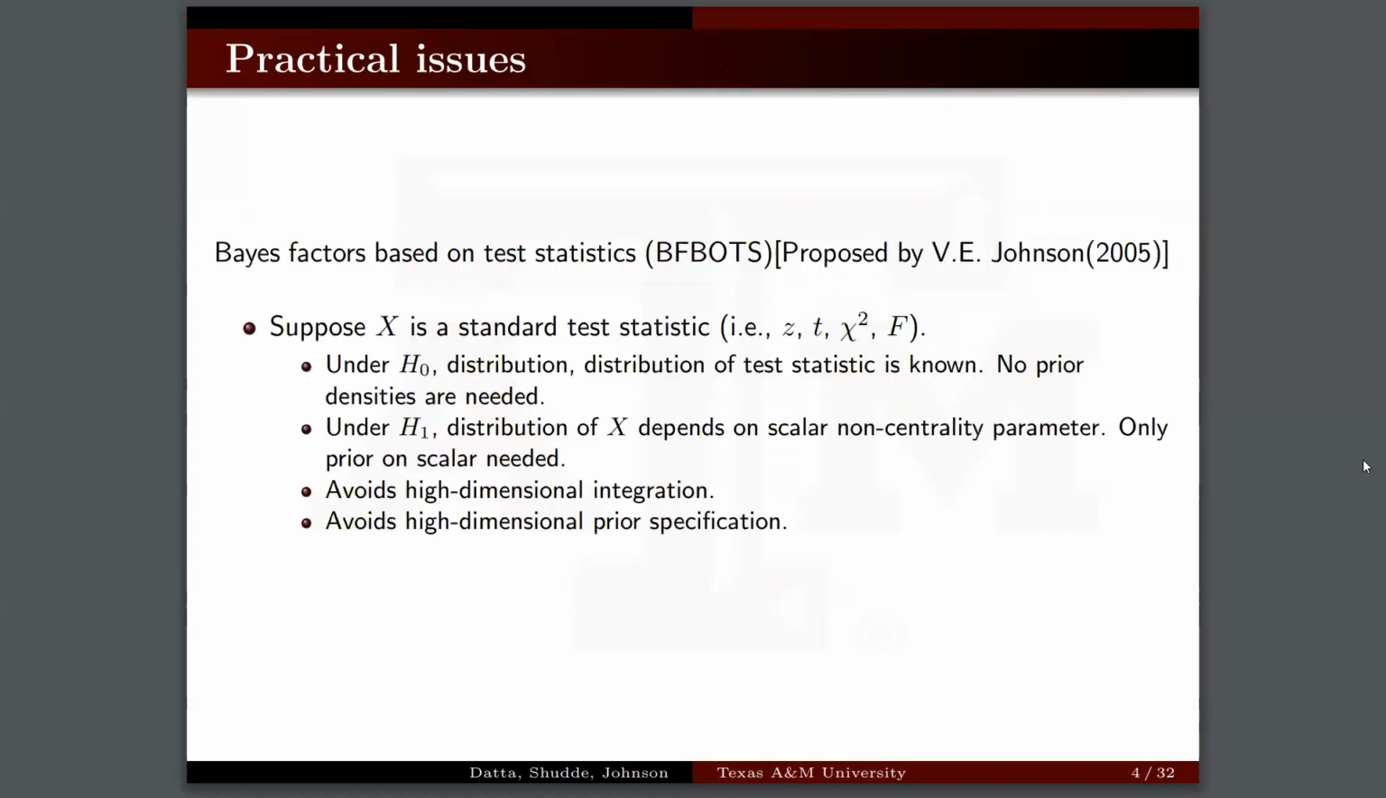So we will just place a prior on the non-centrality parameter and compute the marginal under the alternative. Under the null, note that the distribution of the test statistic is completely known, so there is no need to specify any prior under the null, and the high dimensional integral boils down to a unidimensional integral in that case, which also helps us avoid high dimensional prior specification.